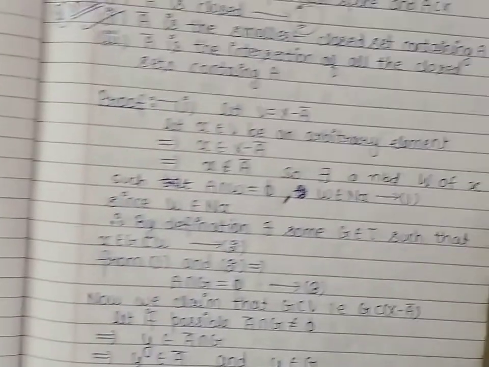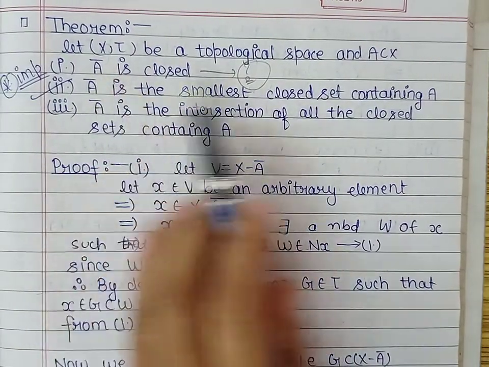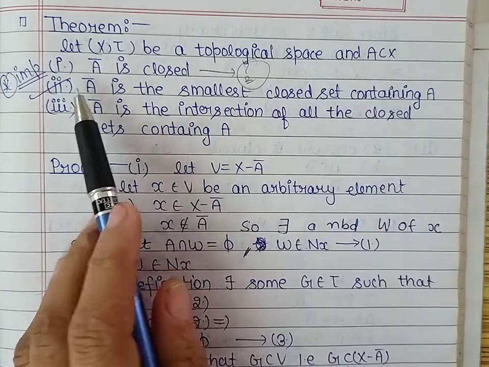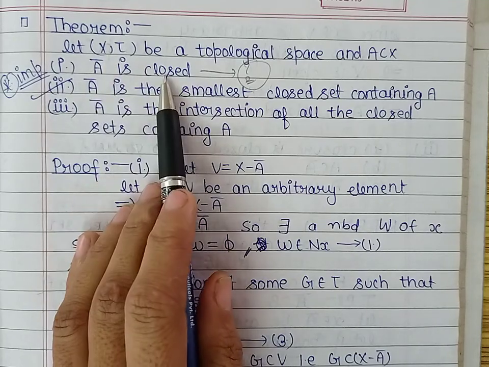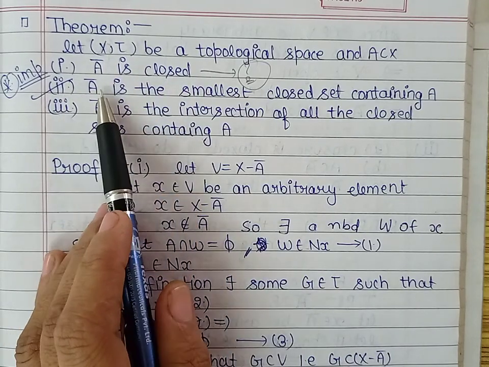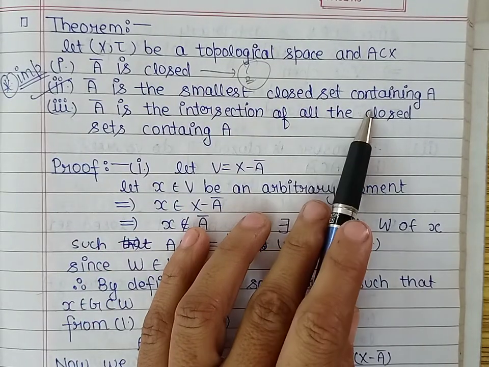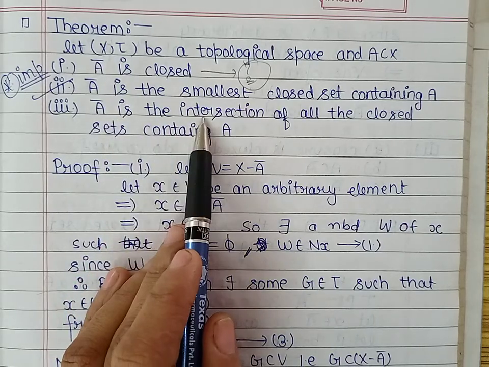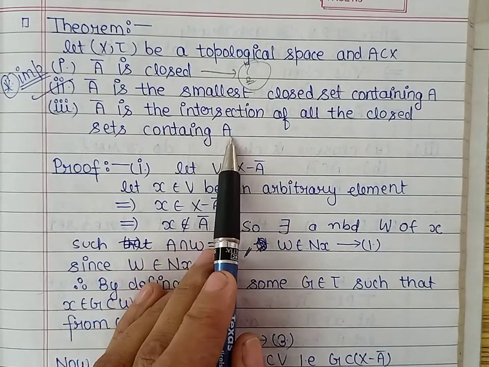Now next is a theorem. In a topological space (X, τ), for any subset A of X, we have three properties. First property, A closure is closed. Second property, A closure is the smallest closed set containing A. And the third property, A closure is the intersection of all the closed sets containing A.